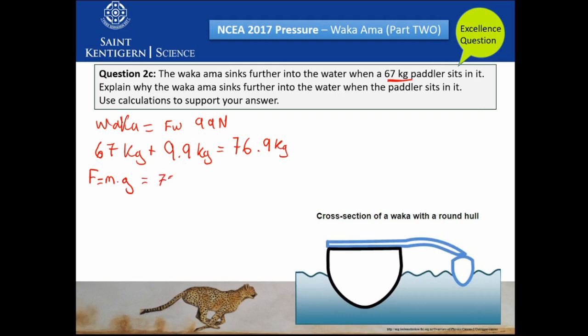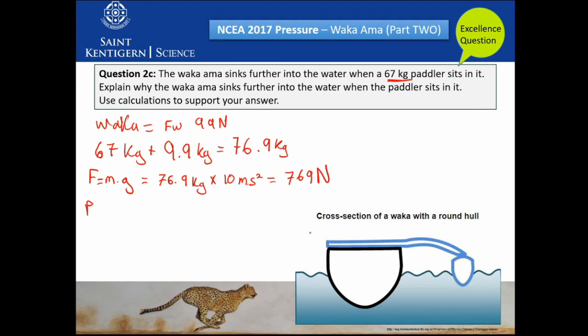So 76.9 kilograms multiplied by 10 meters per second squared, and that gives us 769 Newton.